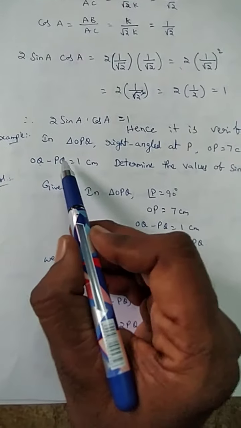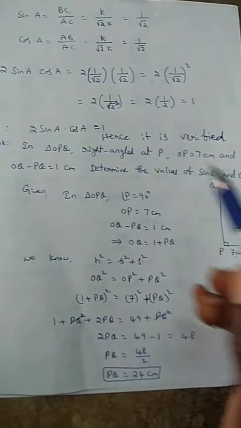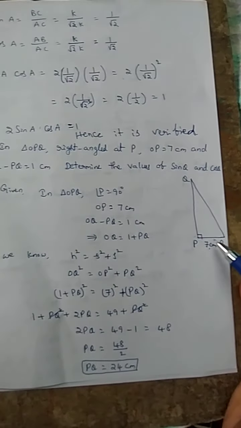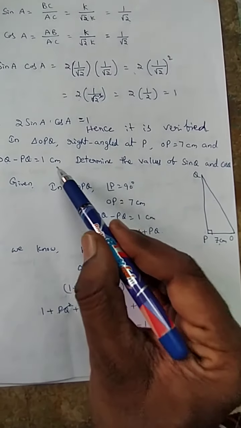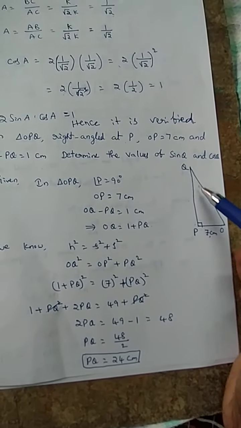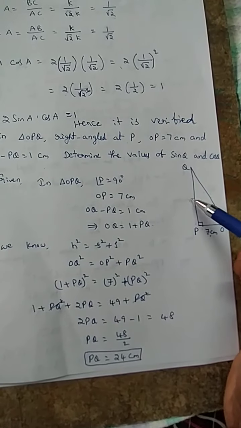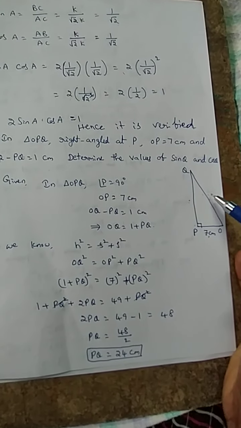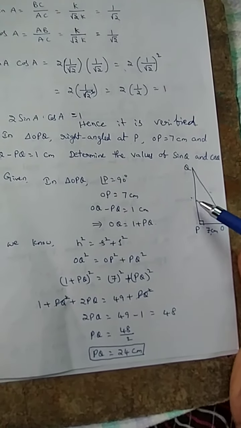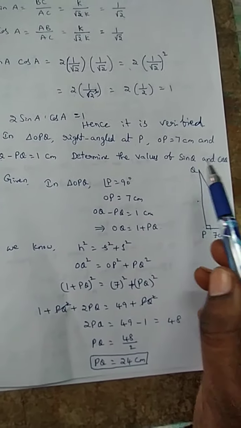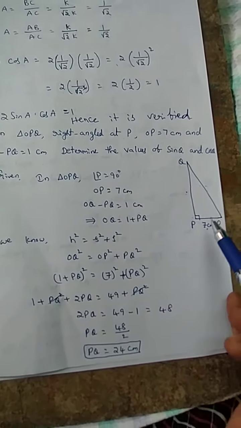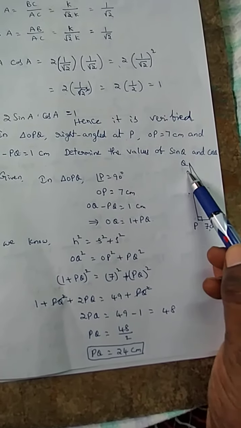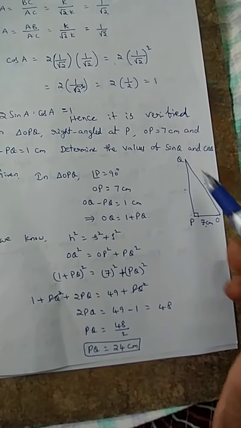And the relation between the two sides is OQ minus PQ. From this we can subtract and we are getting the result to be 1. The meaning is the hypotenuse is only 1 unit more than this side. Okay, so then determine the values of sin Q and cos Q. Sin Q is opposite by hypotenuse. For Q you can observe that the opposite side is OP by OQ.